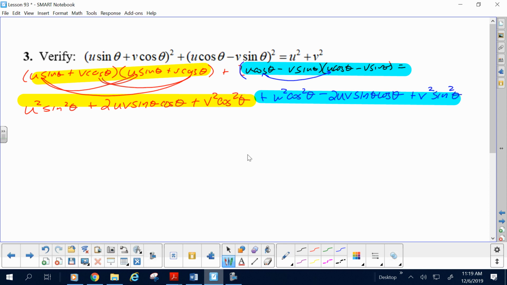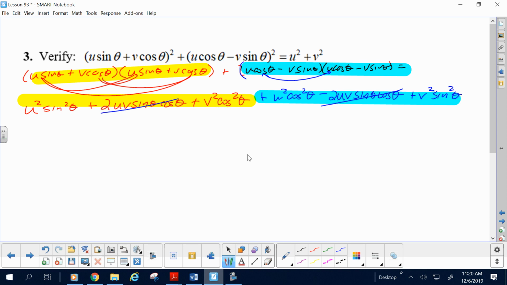The sine squareds and the cosine squareds, and what about those sine and cosine mixture terms? These guys do subtract away. Identical, but one's negative, so they're goners. 2uv sine cosine minus 2uv sine cosine, they're goners.